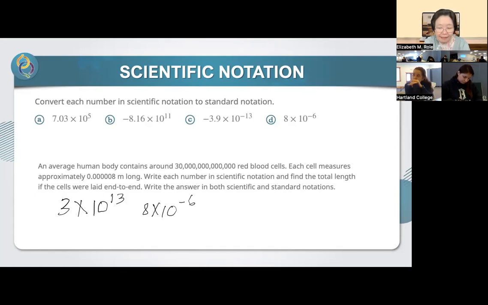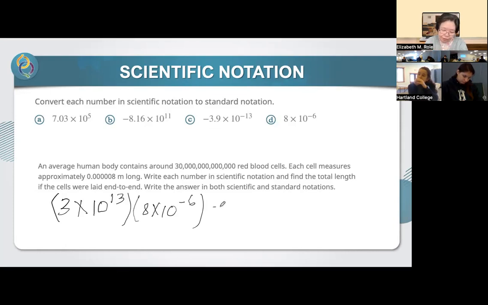Correct? Okay. Now, to get the total length of the red blood cells when they are laid end to end, what do we do? We multiply, right? Because each cell has a length of 8 times 10 to the negative 6. So for every cell, the length is 0.000008 meter long. So that's per cell. And there are 3 times 10 to the 13 cells. So we'll have to multiply.